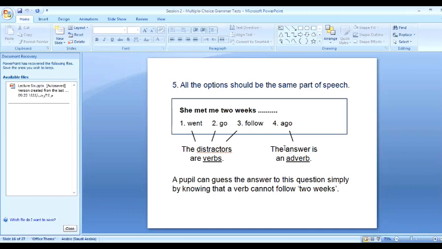We cannot have distractors that are verbs and then the answer is an adverb. So a pupil can guess the answer of this question simply by knowing that a verb cannot follow 2 weeks. They know that, you know. So in this case, they should be the same part of speech.